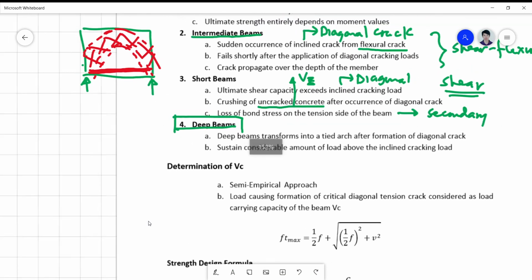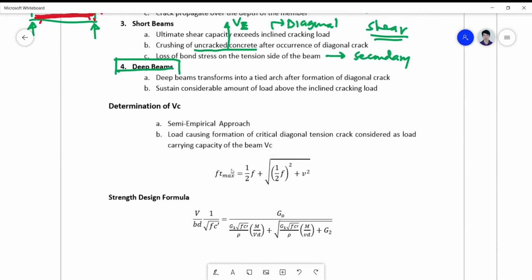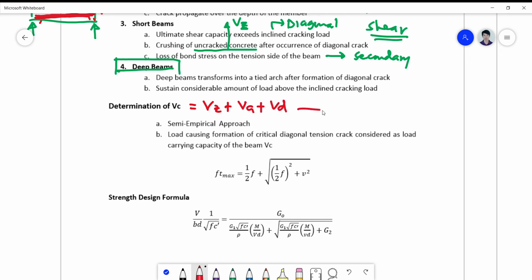Now, for the determination of your Vc, we now look into the formula. So what's again your Vc? Vc is the contribution of Vcz plus Va plus V dowel. Okay, so remember, this is the mechanism for Vcz. And unfortunately, the determination is not purely analytical. It's semi-empirical, meaning to say it is actually on the basis of experiments.